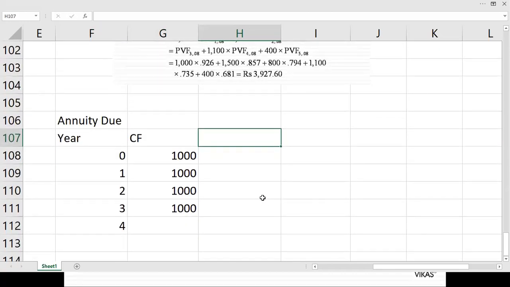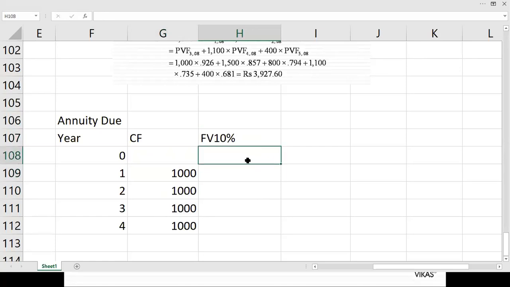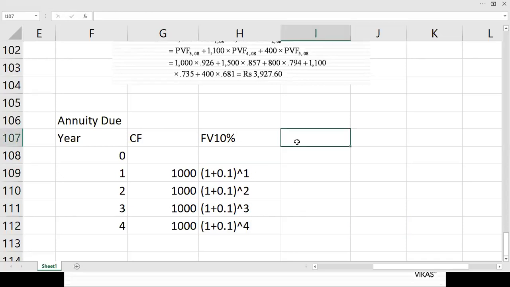And assume that the rate of interest is 10%. First we will do it without annuity due, 1,000. So what is the present value factor? Oh, let us do future value. So what's the future value? 1 plus 0.1 into year 1, like this. Then we will find the future value.